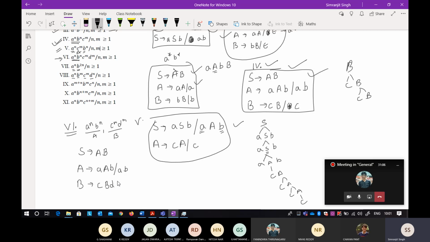Okay, so this is the B and the smallest string will be your CD. Okay, so that is the correct one. I think most of them, Jagan and Fanindra, have exactly the same expression. So that is the correct one. You can also give another expression, but I prefer that you include the necessary variables.